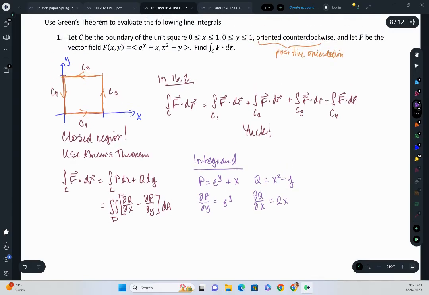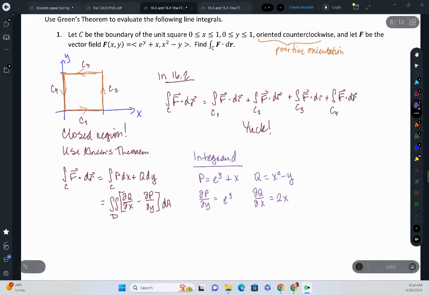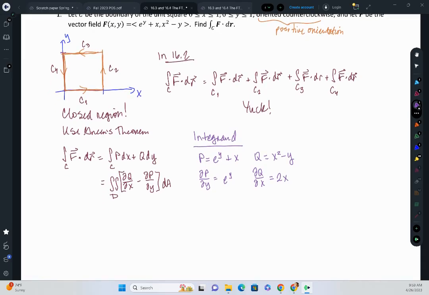I'm looking at my region. It is a rectangular region. It's actually square, but it's a subset of a rectangle. And so my bounds are constant. For x and y, my bounds go from 0 to 1, 0 to 1. Okay, so del Q del x minus del P del y is just equal to 2x minus e to the y.